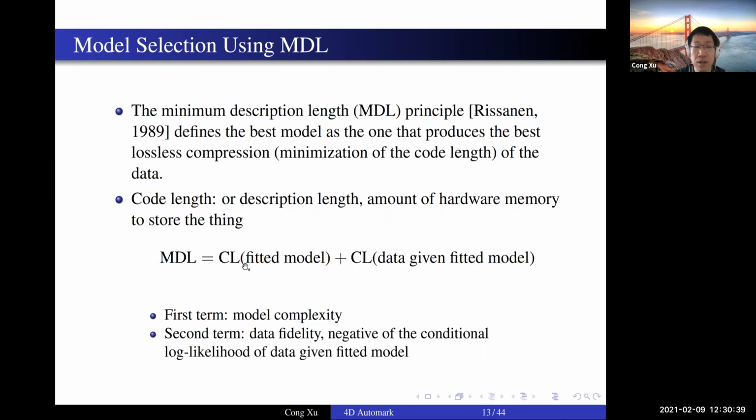Okay. So anyway, we can use this principle to compare different models. The one with the smallest MDL can be viewed as the best model in this case.